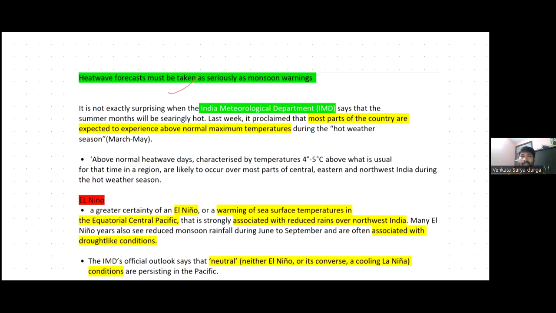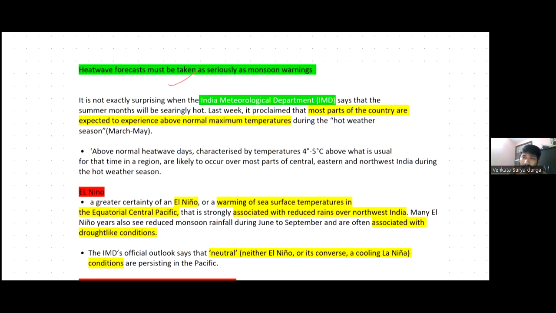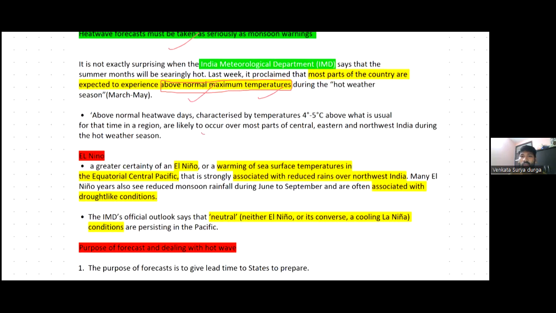So in this context, the article is suggesting that heat wave should be taken as seriously as monsoon warnings. The Indian Meteorological Department predicted that most parts of the country are expected to experience above normal maximum temperatures. Remember, the above normal maximum temperatures will result in a severe heat wave in different parts of the country. The above normal heat waves are characterized by 4 to 5 degrees Celsius above the usual temperature in a particular region, in most parts of central, eastern, and northwest India during the hot weather season, right? So this is more than the usual temperature which we generally see in central, eastern, and northwestern India during the hot weather season.